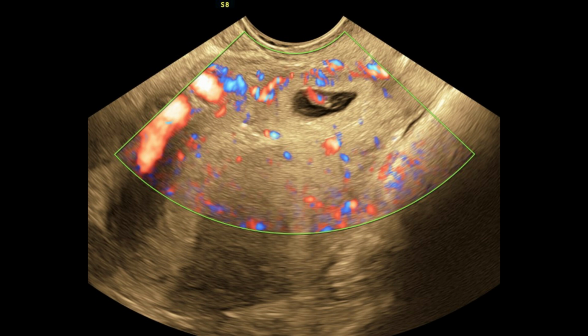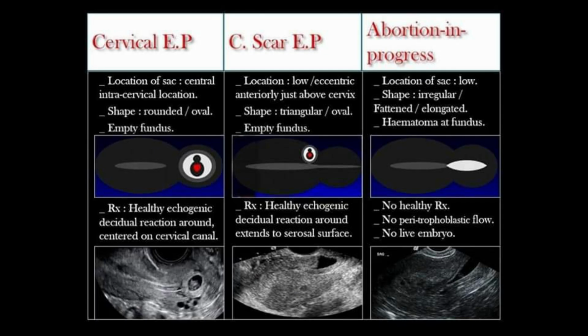If all of them are there with a past history of Caesarean section, it is almost pathognomonic of Caesarean scar pregnancy. We'll go for the differential diagnosis. I think many of the participants have given the proper differential diagnosis. One is abortion in progress, the most common differential diagnosis, with open cervical canal, products of conception, and normal anterior myometrium.